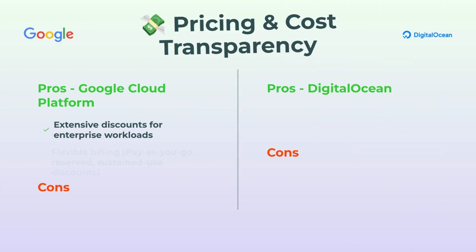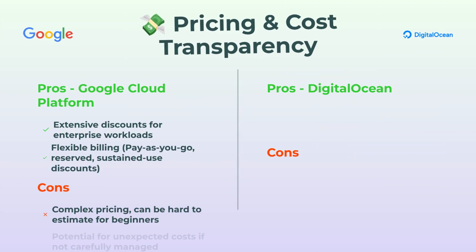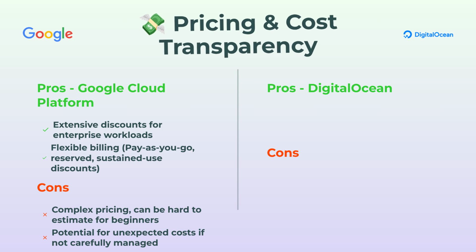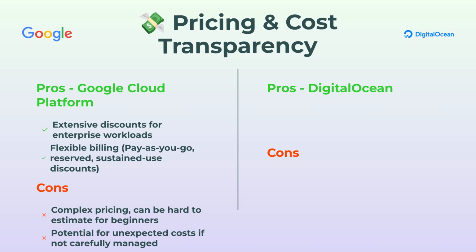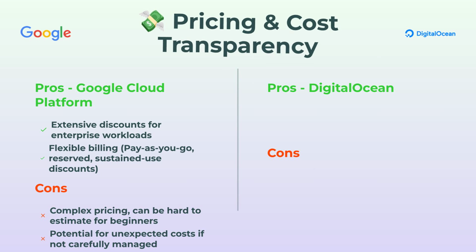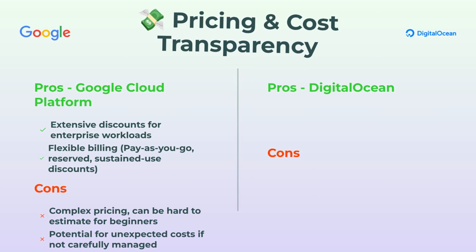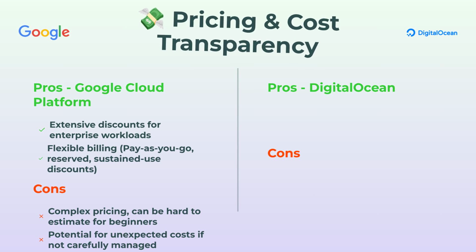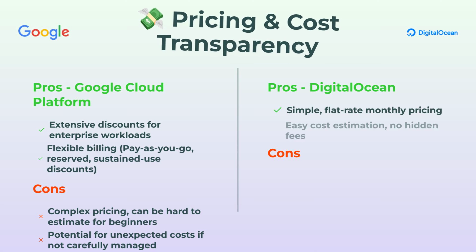Let's kick off with pricing and cost transparency. And honestly, if you're on a budget, this one hits different. Google Cloud Platform tries hard with all their flexible billing models and those extensive enterprise discounts. You can go pay as you go or even snag some reserved or sustained use deals. But here's the catch, their pricing is complicated. If you're a beginner, just estimating your monthly bill is like decoding a puzzle. Sometimes you might even run into surprise costs if you're not hypervigilant.